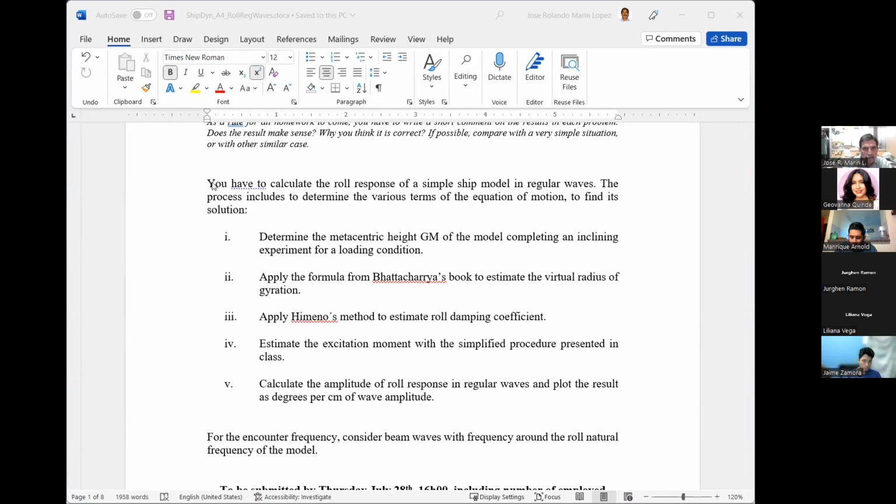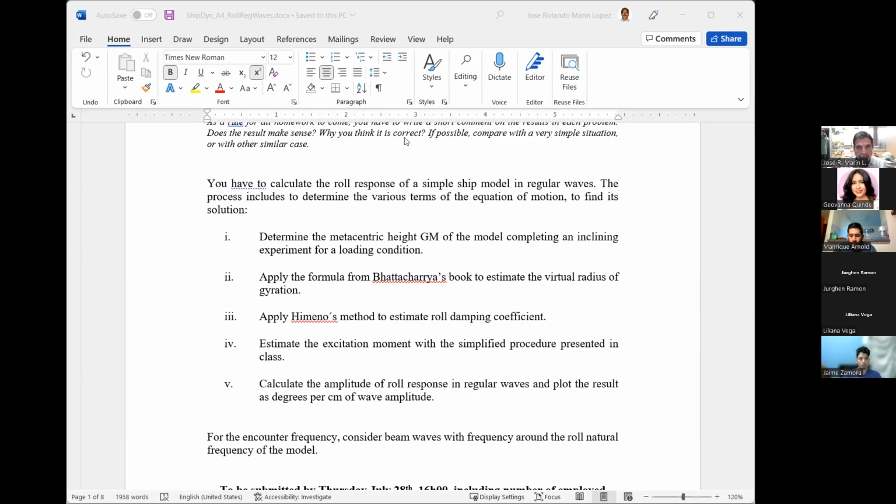You have to calculate the roll response of a simple ship model in regular waves. This work is about regular waves, okay? Roll response. That's the chapter on uncoupled roll motion. So that's exactly what we are going to be doing. Simple. As I said before, the section is going to be constant, so there is no dependence in the X direction. Go on.